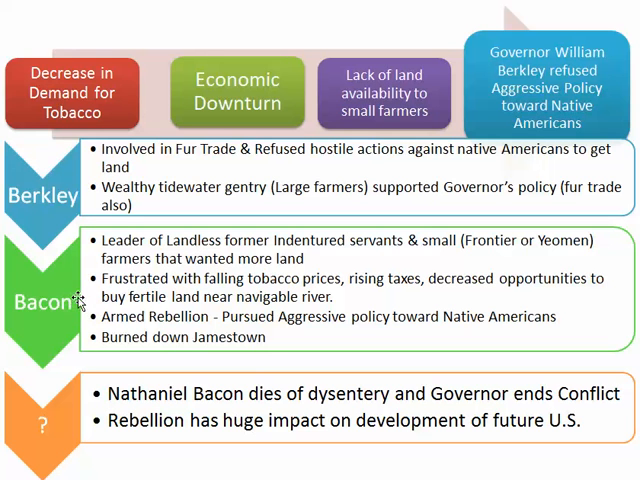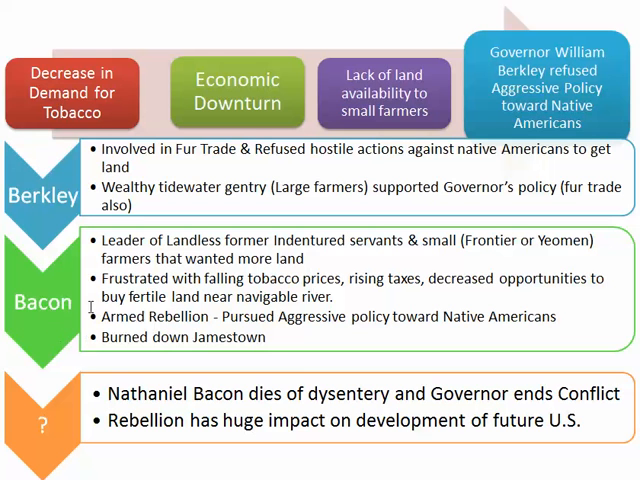Nathaniel Bacon was the leader of a different class. He was the leader of landless, former indentured servants, and small yeoman farmers who farmed out on the frontier. They wanted more land, and the reason why is they were frustrated with falling tobacco prices that we mentioned up here. They were frustrated with rising taxes within Virginia. They were frustrated with decreased opportunities to buy fertile land that were on the navigable rivers.